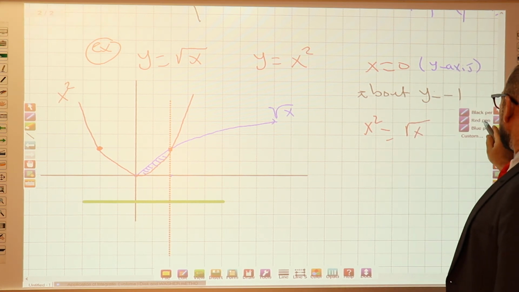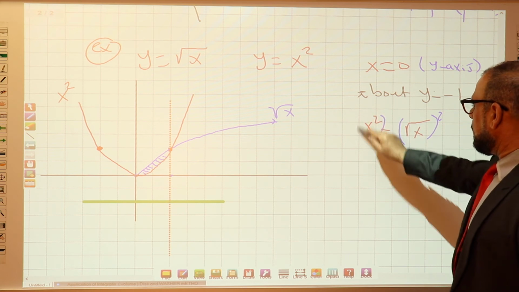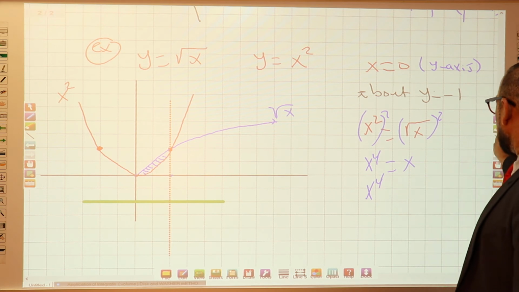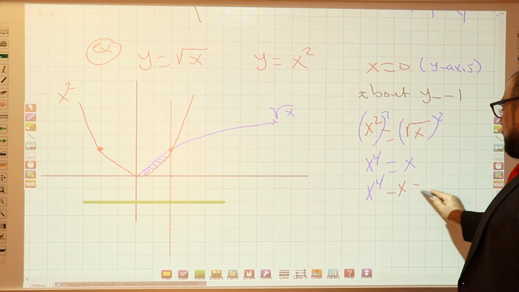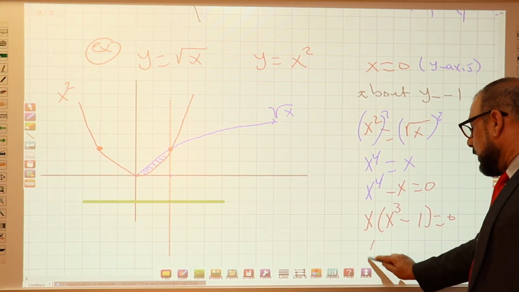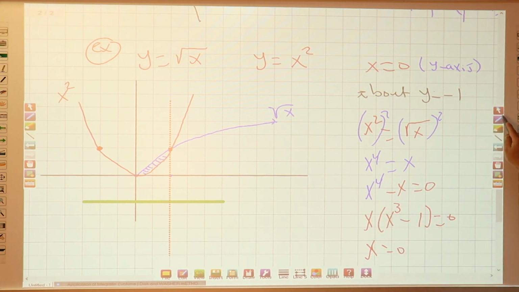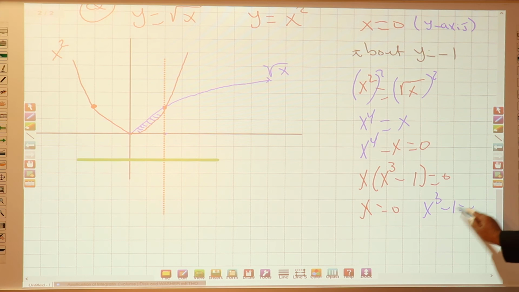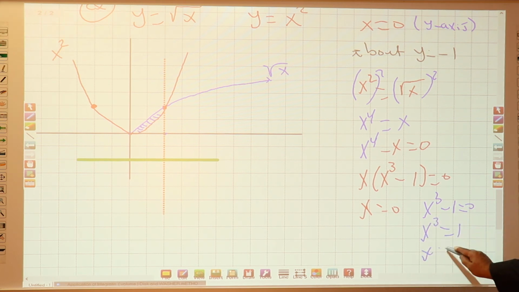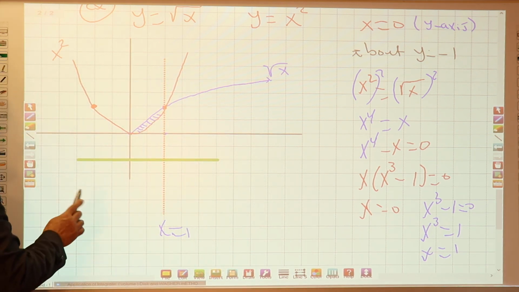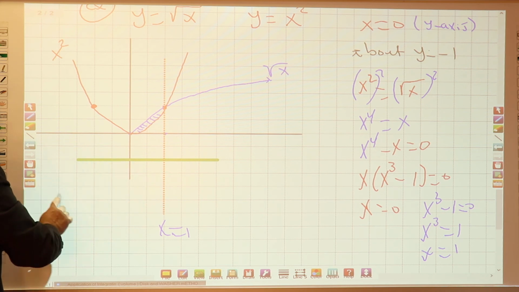Square both sides: x to the 4 equals x. x to the 4 minus x equals 0. x cubed minus 1 equals 0. Then x equals 0 from this, or x cubed equals 1, which is x equals 1. Then I know the integration goes from 0 to 1. This is my A. Now I need to find my two R's, the big and the small.